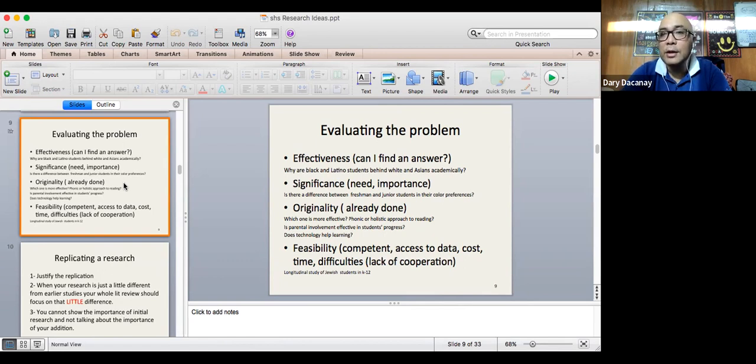Now, the feasibility. You talk about access to the data, is it competent, the cost, the time, the difficulties, and even people who would be able to cooperate in your research. That's why, remember in the four-way test that I've told you, one is feasibility, kaya bang i-research yun?